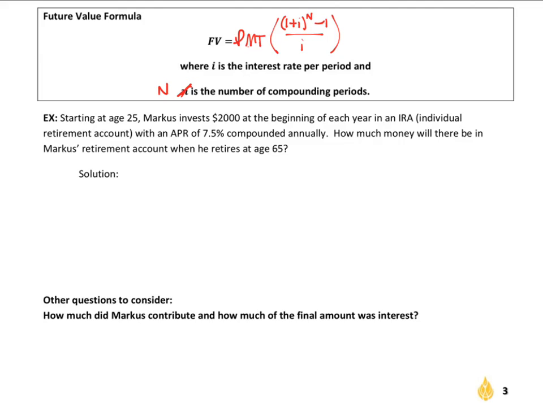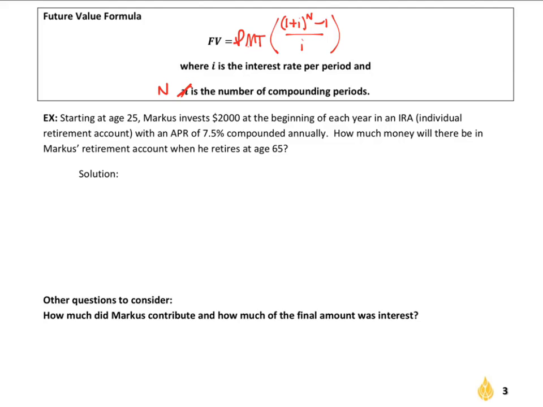Now let's start with one where Marcus is going to be investing $2,000 each year into a retirement account that has an APR, an annual percentage rate, of 7.5% compounded annually. The question is, how much money will there be in Marcus's retirement account when he retires at age 65? So let's figure out what we know. We've got to find the future value.